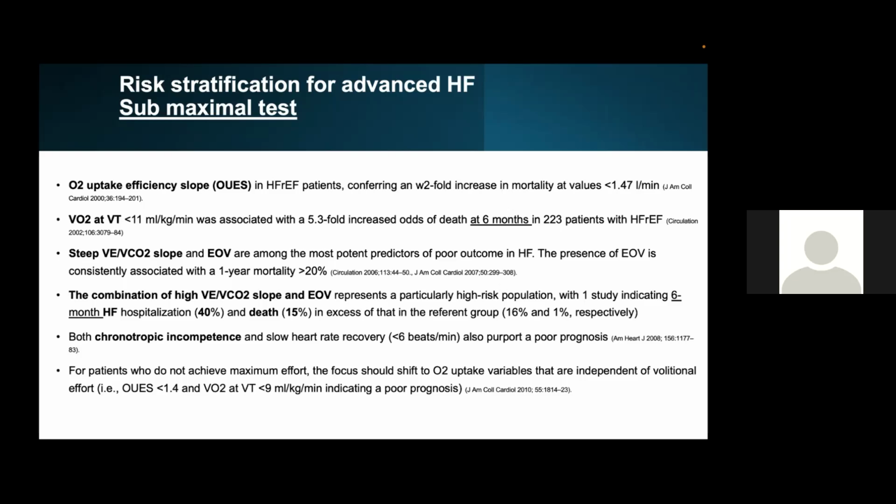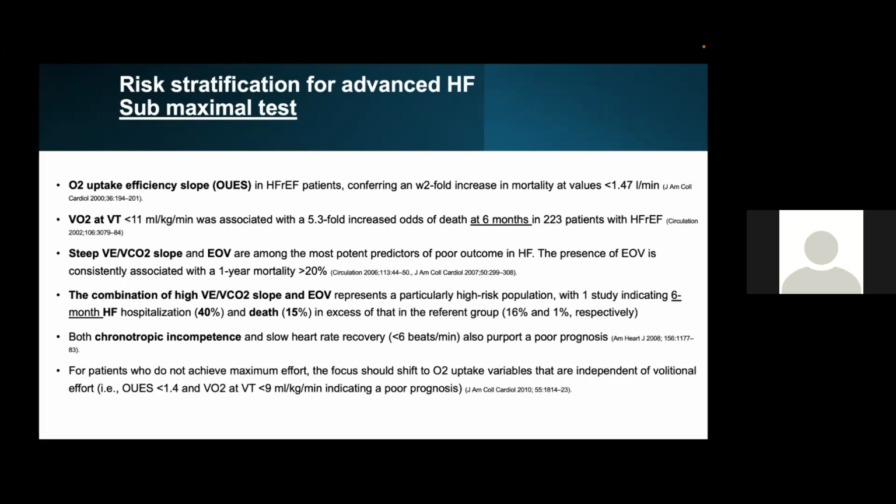The presence of EOV is consistently associated with 1-year mortality of more than 20%. The combination of high slope and EOV represents a particularly high-risk population, with 40% heart failure hospitalization and 15% death at 6 months. Also, other parameters, chronotropic incompetence and slow heart rate recovery, less than 6, support poor prognosis.